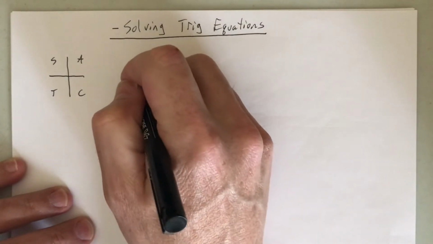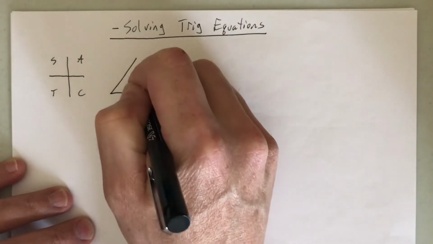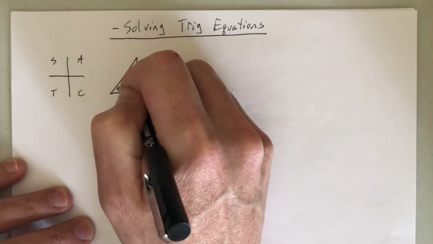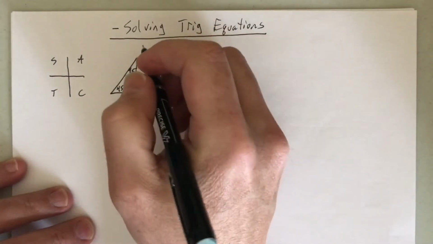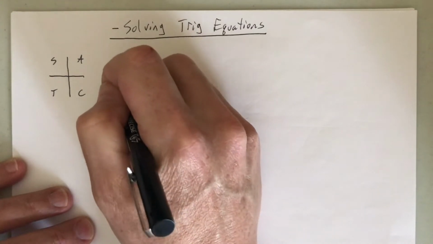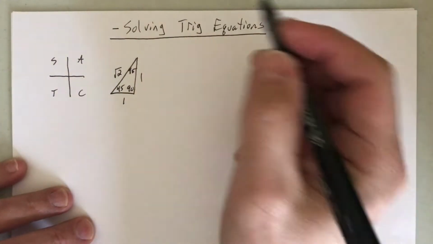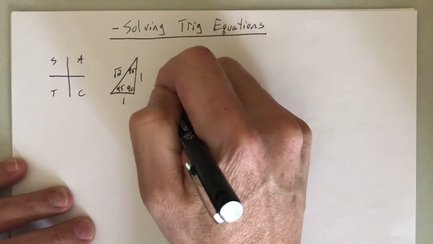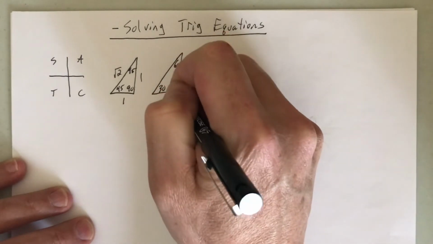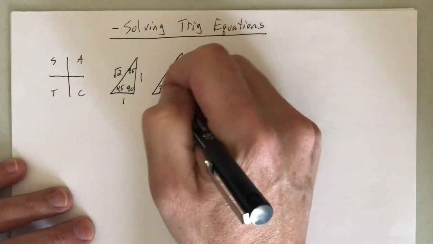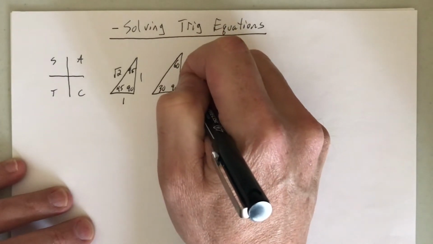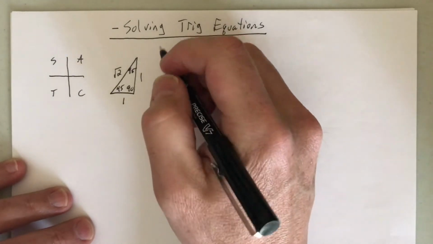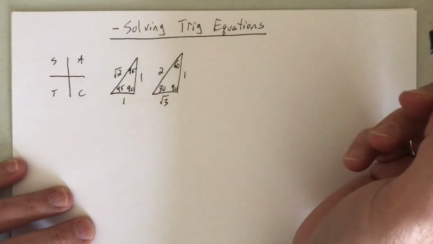Then you had your two special right triangles. We had 45, 45, and the 90. And remember the sides are 1, 1, and then the hypotenuse is the square root of 2. Then we had 30, 60, 90. And the sides across from the 30-degree angle would be 1, and then square root of 3 across the 60, and then the hypotenuse is 2.